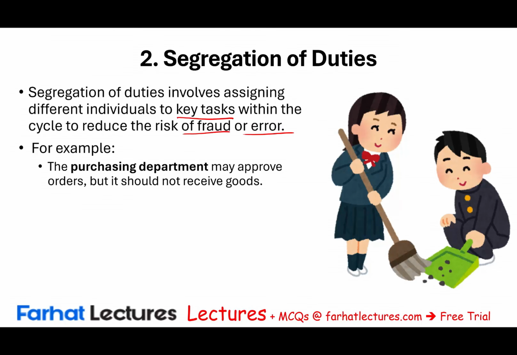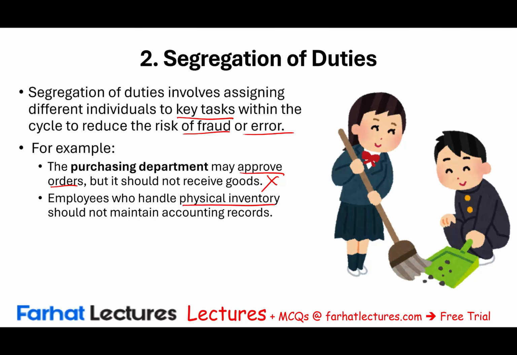For example, the purchasing department may approve the orders, but they should not receive the goods. So you can approve it, but you cannot receive it, because if you can approve it and receive it, it might disappear. In other words, you can buy something, you can receive it. What if you take it home and nobody knows about the approval or the receiving? So if you approve it, you cannot receive it.